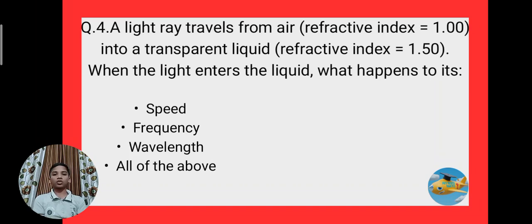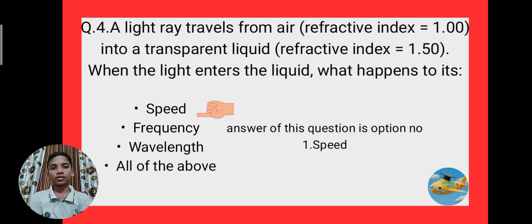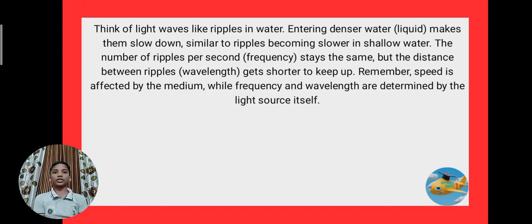So we will see what the answer of this question is. The answer of this question is option number 1, speed. Here is an explanation. Think of light waves like ripples in water. Entering a denser liquid makes them slow down, similar to ripples becoming slower in shallow water. The number of ripples per second, the frequency, stays the same, but the distance between ripples, the wavelength, gets shorter to keep up. Remember, speed is affected by the medium, while frequency is determined by the light source itself.